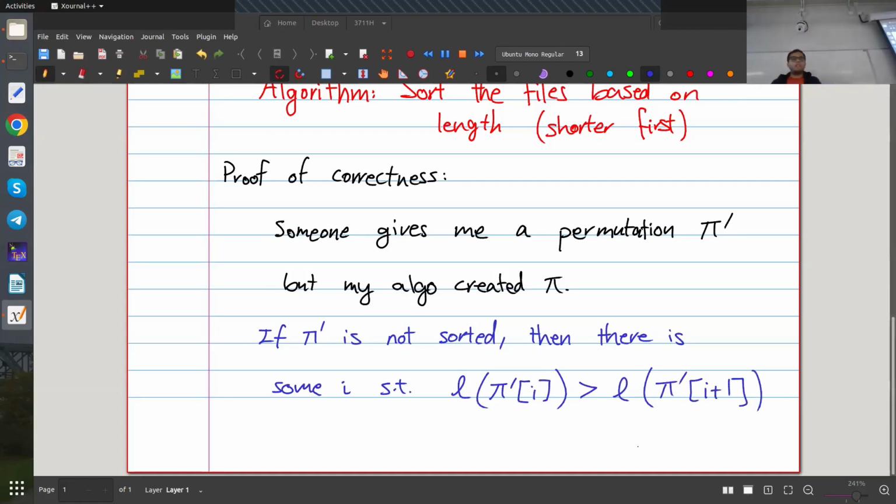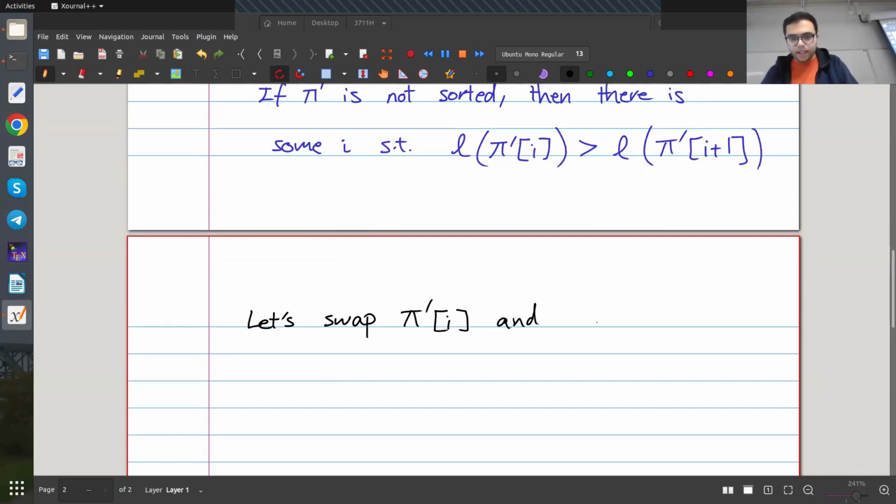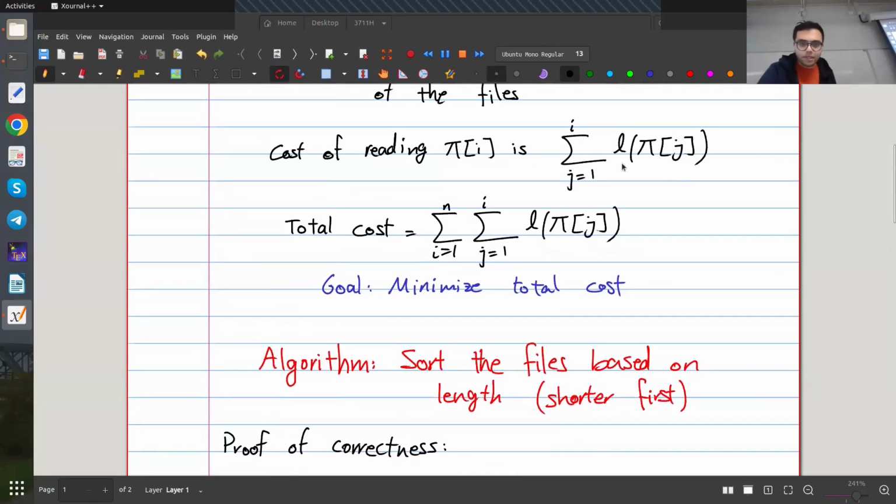Okay. Now, my argument is very simple. Just take the two elements at positions I and I plus 1 and swap them. And I claim that this would either make it better or at least it wouldn't make it any worse. So this is what I'm going to say. Let's swap, in this P prime, the I-th element and the I plus first element. Now, when I do this, if I look at the costs, what's going to happen to these costs?